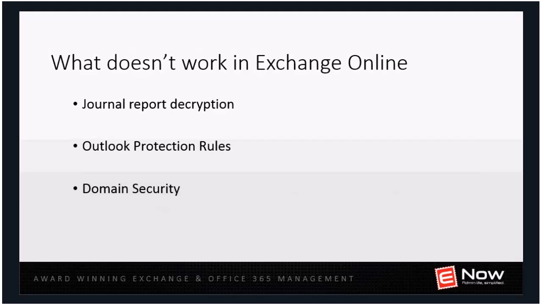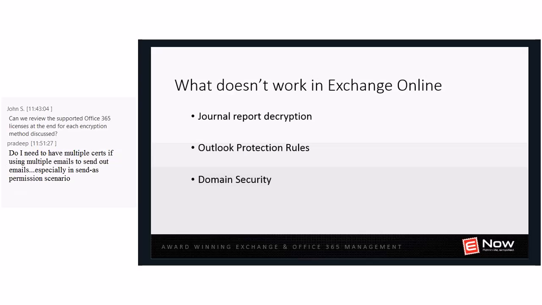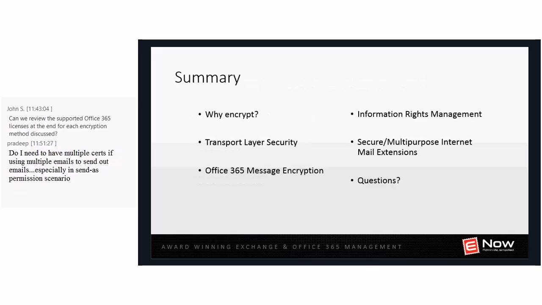I find that Outlook protection rules, which are much like transport rules, except they're pushed down to the Outlook client, I have the hardest time getting Outlook protection rules to actually work with my Exchange Online mailbox. And then, as I mentioned above, domain security. That TLS with user notification that the message is going out over TLS, that's not available in Exchange Online. It's only available in the on-premises version.